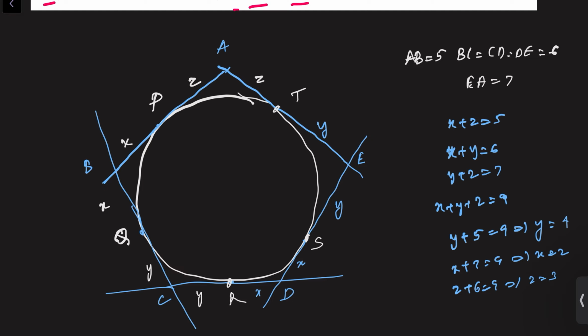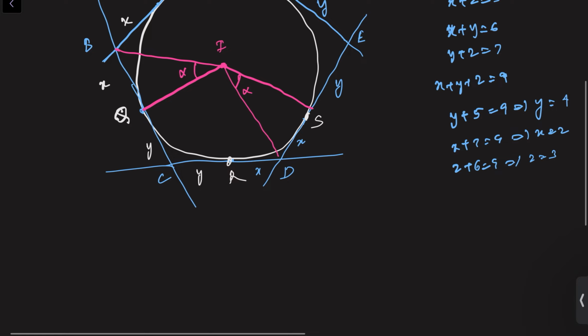Now if we consider the incenter as some I, and draw this, this will be perpendicular and we have a right triangle. In a similar way, suppose I consider this triangle IQB, and if I consider this angle as some alpha, in a similar way, if I consider this other triangle here, which is ISD, this will also be alpha because these two triangles are congruent.